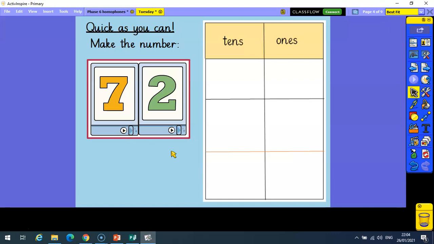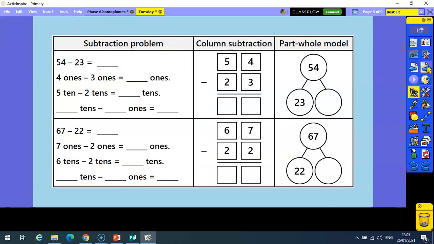The number is 72. I want you to make the number 72. Fantastic. Check how many ones you have. Do you have 2 ones? And check how many 10s you have. Do you have 7 10s? Perfect, you superstar. Now today, we're just going to be doing that.